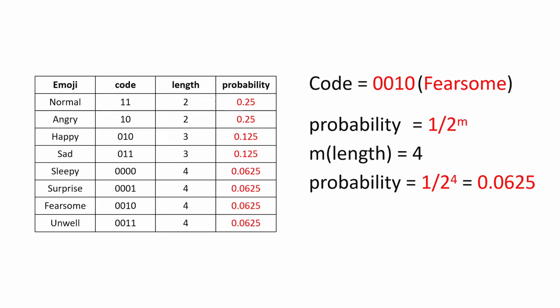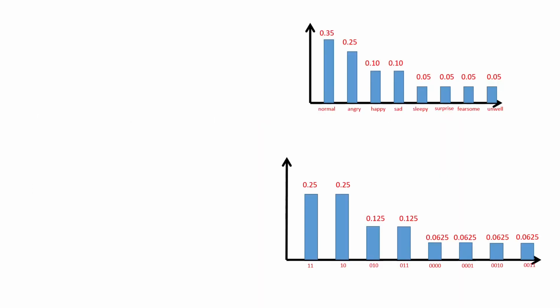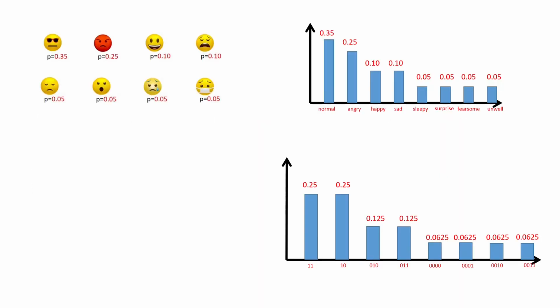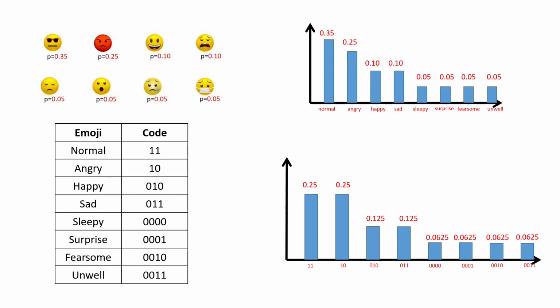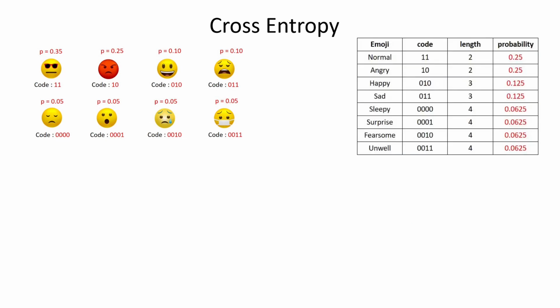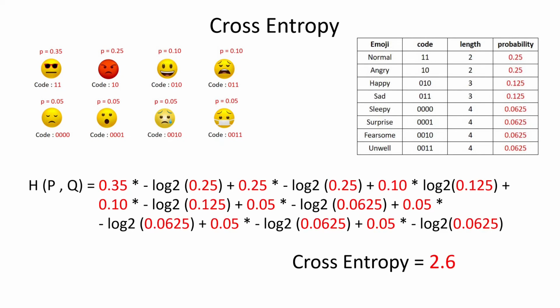So as you can see, there are two probability distributions. One is the true probability distribution of the emojis, and the second one is the code distribution. Now we can put in the values and find the cross entropy. So we take the probability for the normal emoji, which is 0.35, and multiply it with the log of the probability of the code representing the normal emoji, which in this case is 1 by 4. Also put the negative sign. Now do this for every emoji and sum them up. The answer we get is 2.6. So our cross entropy is 2.6.